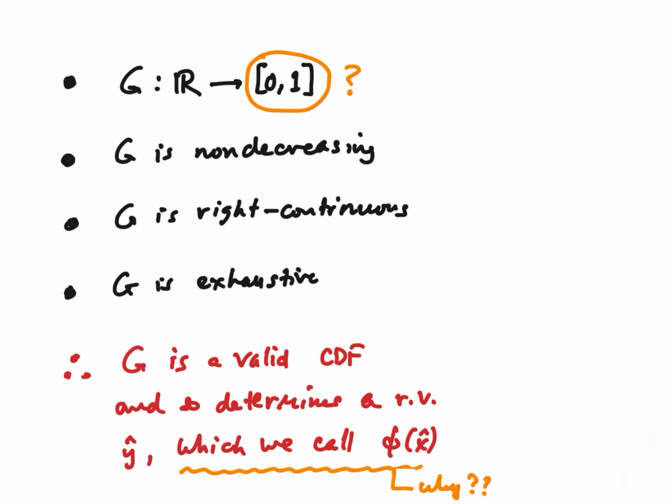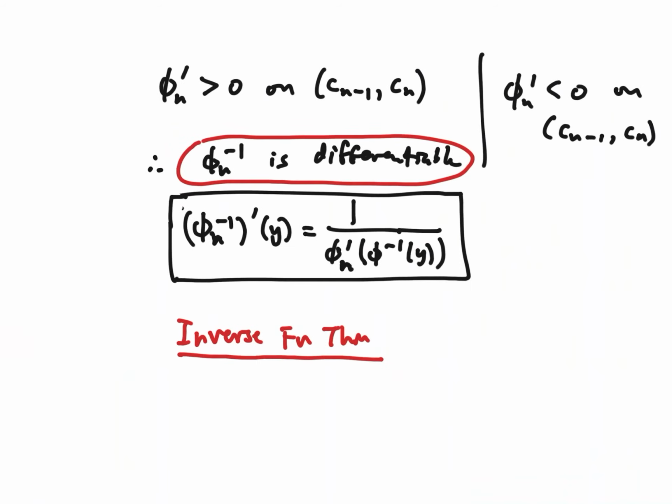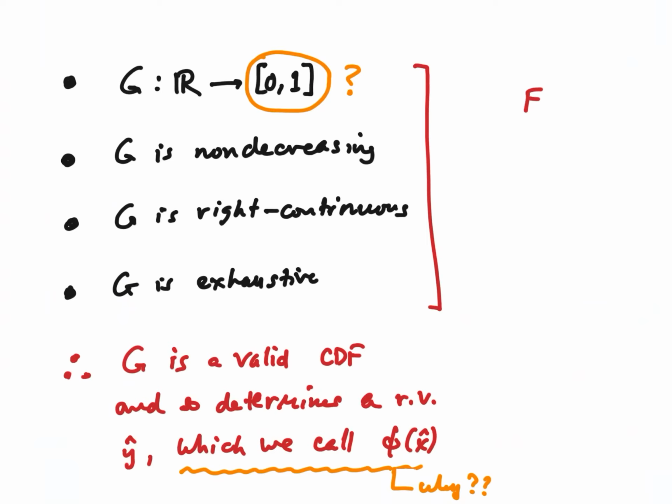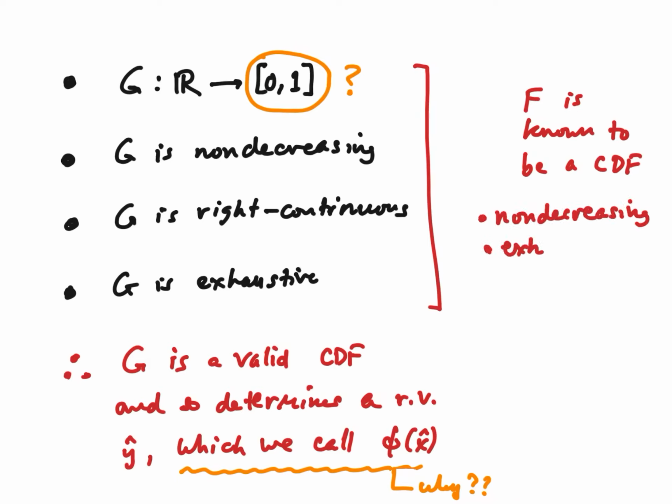Okay. Now with that understanding, it's very easy to see that all these properties are true, if we keep in mind that visual understanding, because let's recall properties that we know about big F. Remember, big F is known to be a CDF. So we know that it's non-decreasing. We know that it's exhaustive. We know that it's also right continuous. And we also know that it's valued in the closed interval 0 to 1.